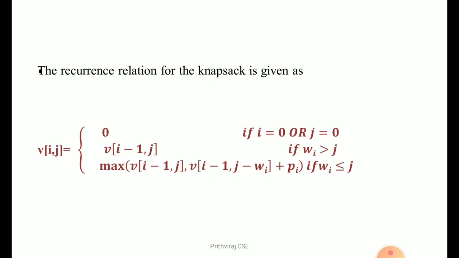Let us see the recurrence relation for the knapsack problem. We have to compute V of i comma j, and we have three possibilities here. First condition: if i equal to 0 or j equal to 0, the value will be 0. If w of i is greater than j, then V of i comma j is equal to V of i minus 1 comma j. If w of i is less than or equal to j, then V of i comma j will be the maximum of V of i minus 1 comma j, and V of i minus 1 comma j minus wi, plus pi.